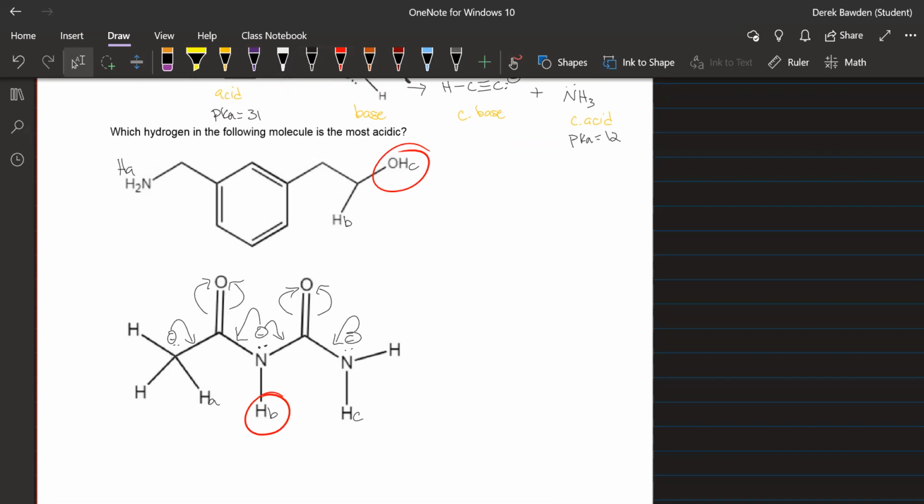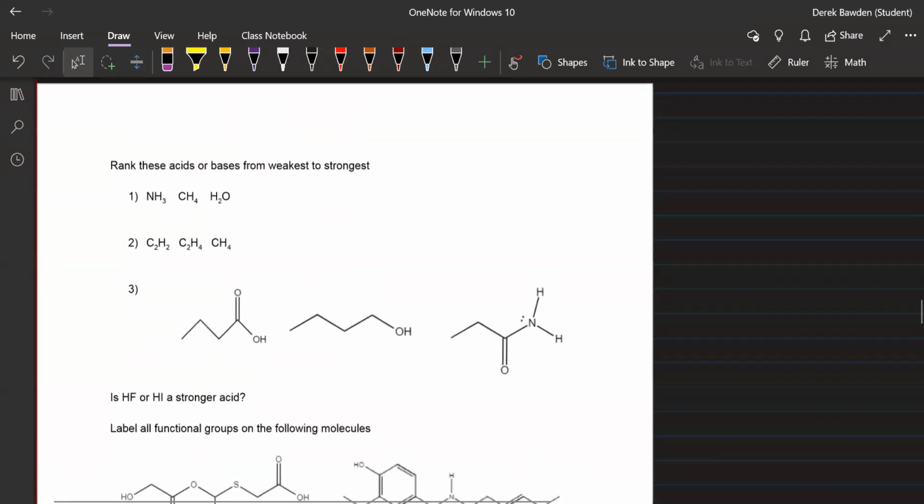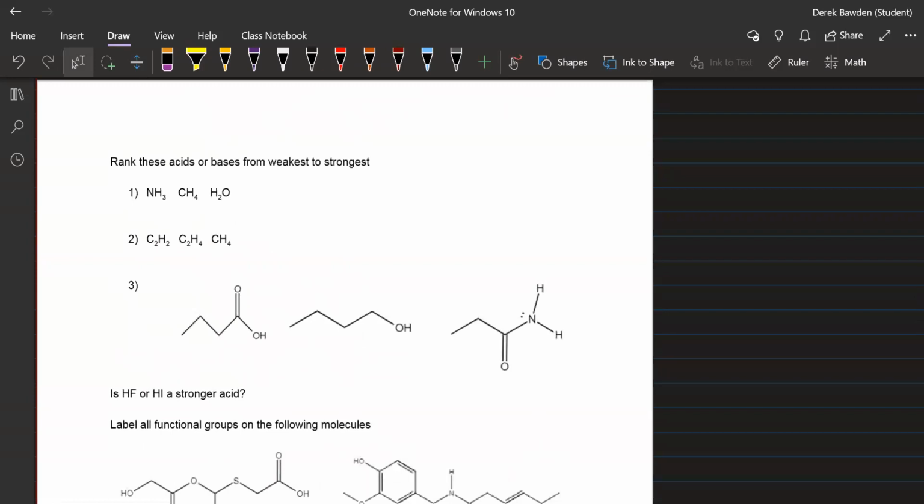Okay, so we're going to want to rank these acids from weakest to strongest. Again, like I said, he likes ranking questions, so get used to these. So what we're going to want to look at is the stability of the conjugate base. So if NH3 was to lose a proton, it would be NH2 minus, same as CH3 minus and OH minus.